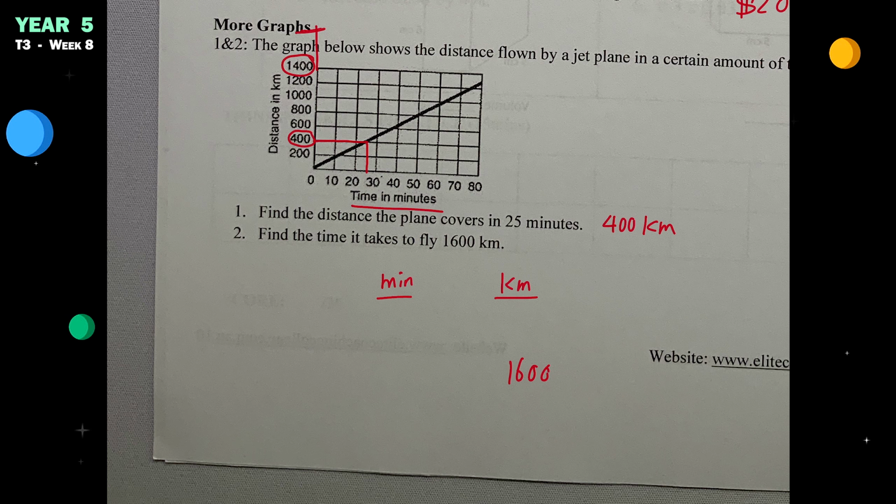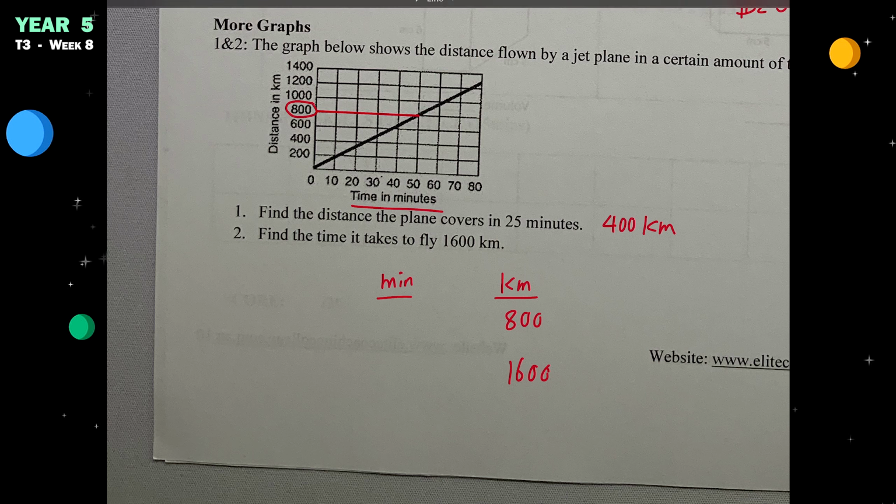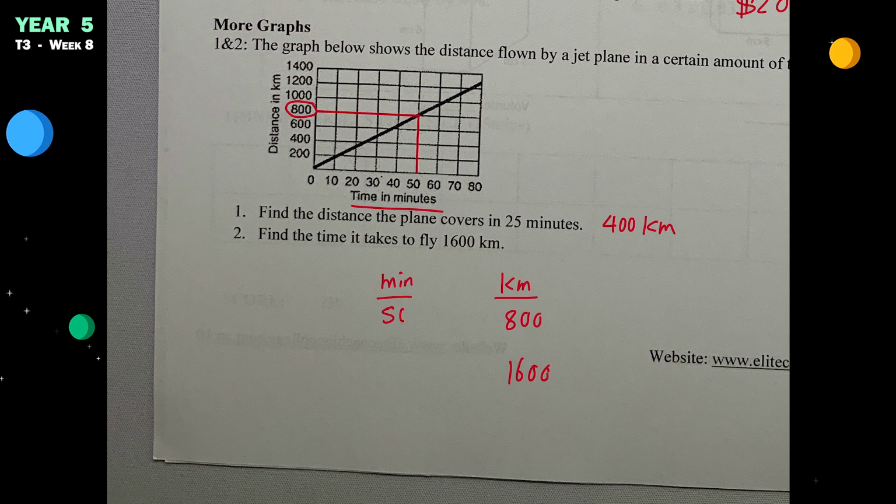But what we do know is I can look at this one and say I do know 800 kilometers. So I do know what 800 kilometers is. I'll just draw a line from there to here, and you can see that it's 50. Okay, so it's 50 minutes.